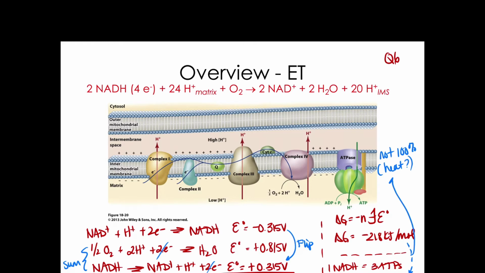If we think about the fact that one NADH, even if it was worth 3 ATPs, would be 91.5 kilojoules per mole, which is significantly less than the amount of energy that we potentially have. But remember, these are not 100% efficient processes. We're going to lose some of this energy as heat.